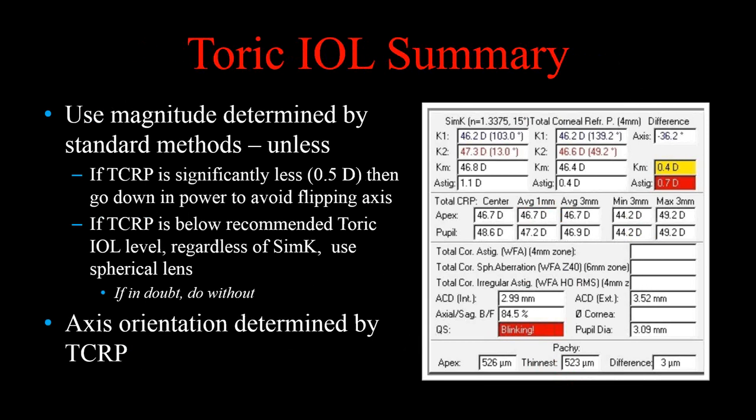So in summary, and I think my approach is fairly easy, and this is how I teach my residents, I use magnitude determined by the standard methods, which means K, IOL Master, SIM K from the Pentacam, unless total corneal refractive power is significantly less, and I determine that by a half diopter or more, then I go down in power to avoid flipping axis. If total corneal refractive power is below the recommended toric IOL level, regardless of the SIM K, I use a spherical lens. And axis orientation is always determined by the axis from the total corneal refractive power. So that's my simplified approach to toric IOLs using the cataract display from the Pentacam.